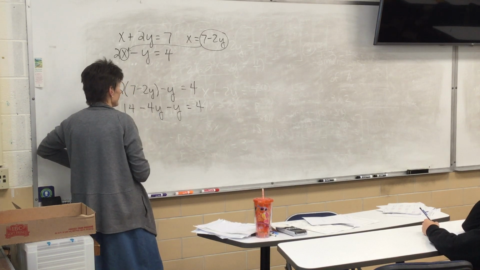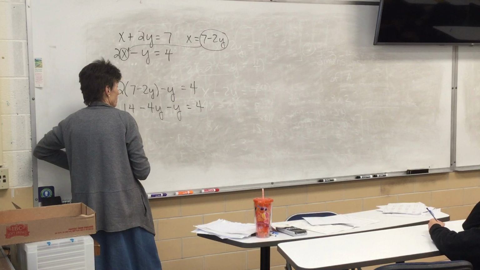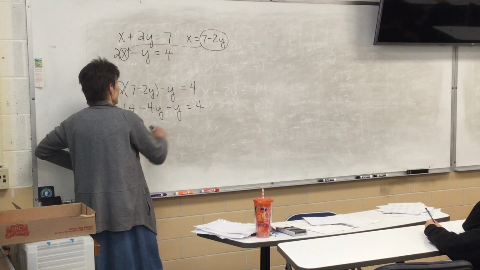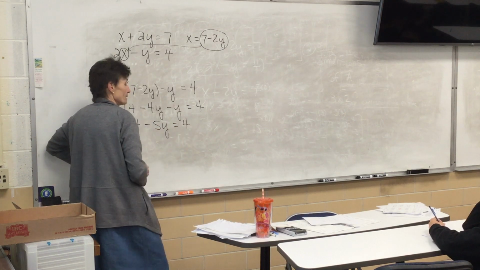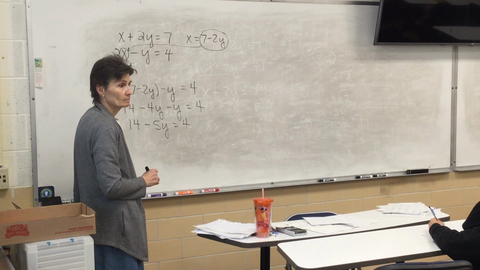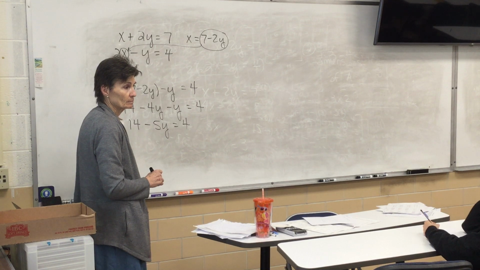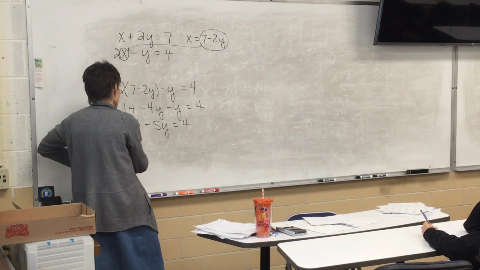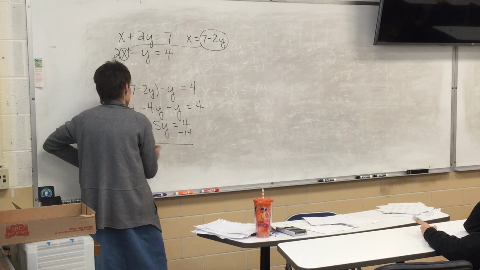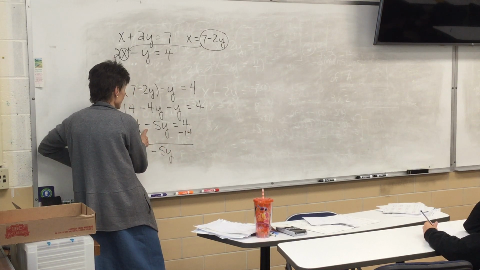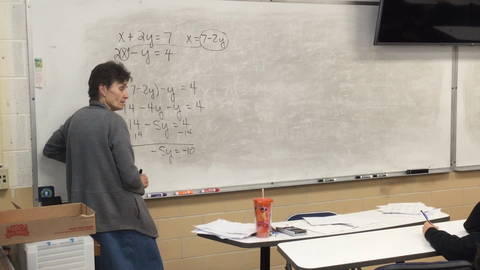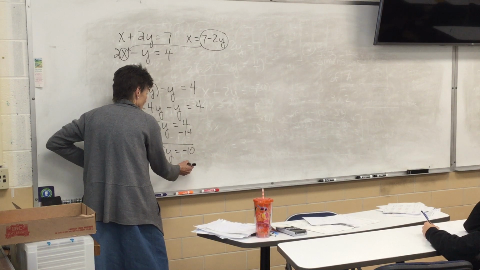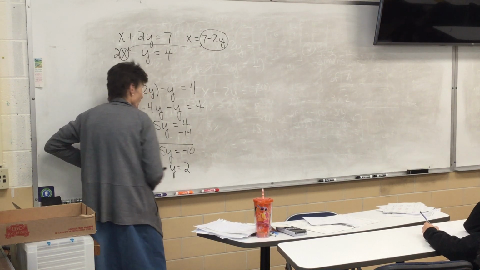So 14 minus 4y minus y equals 4. Doing distributive. Now what? Put the y's together, collect like terms. So 14 minus 5y equals 4. Then you subtract 14. So negative 5y, don't forget about that negative right here. Negative 5y equals negative 10. And y equals positive 2, right? Positive 2.